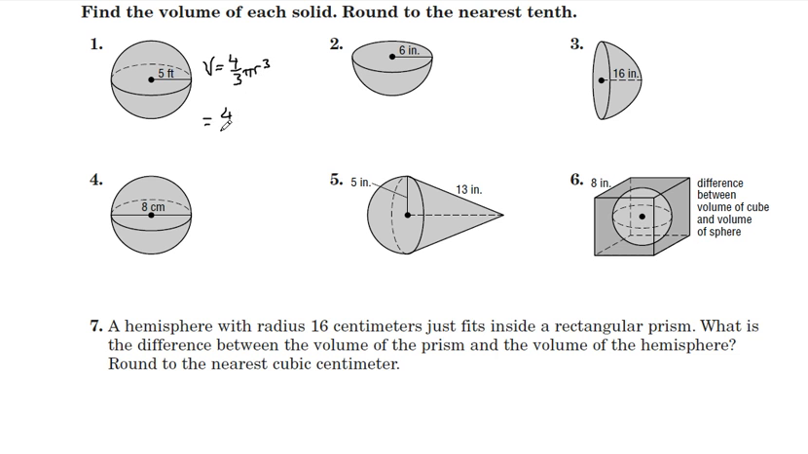The only variable here is the radius, 4/3 times pi, 5 to the third. And in the calculator it yields 523.6 cubic feet.